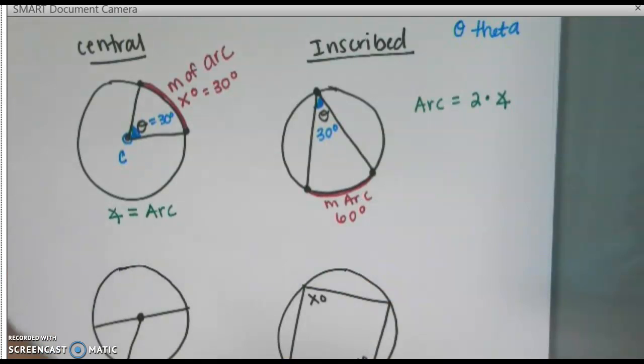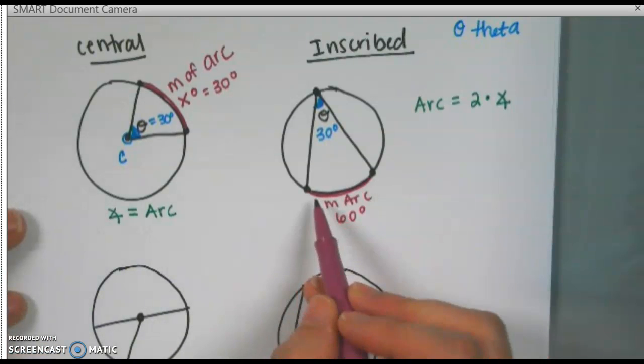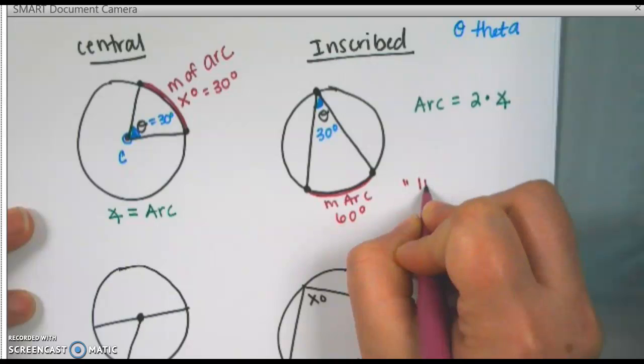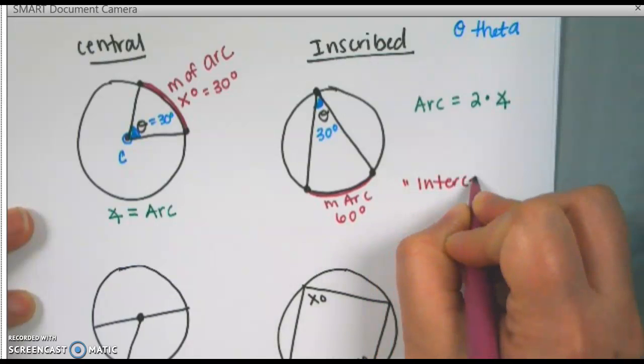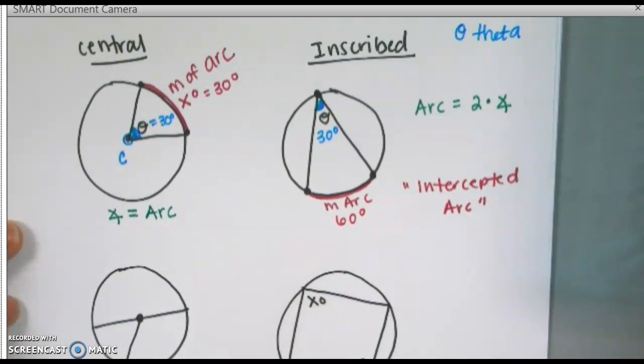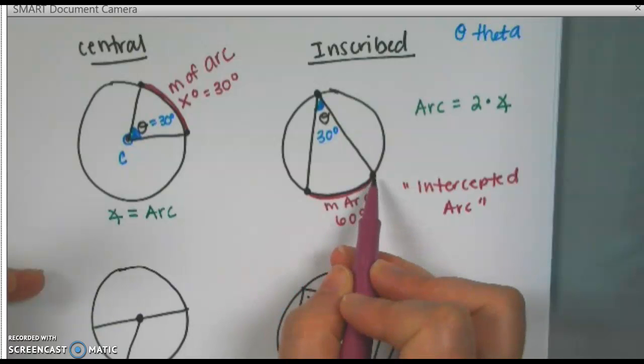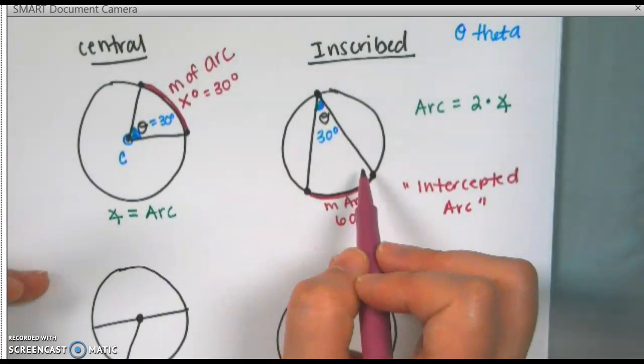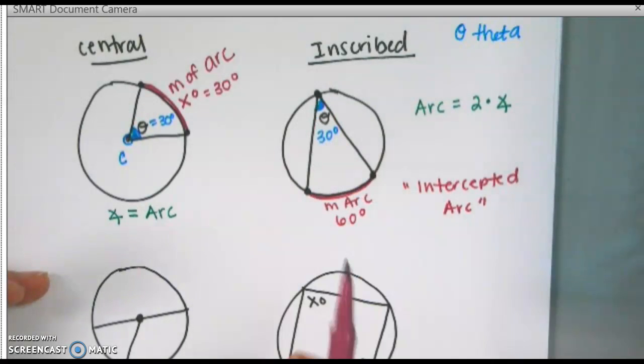The fancy name for this arc, a lot of times you'll see the words the intercepted arc, and it basically just means the distance in between the 2 points on the circle that are like the sides of the angle.